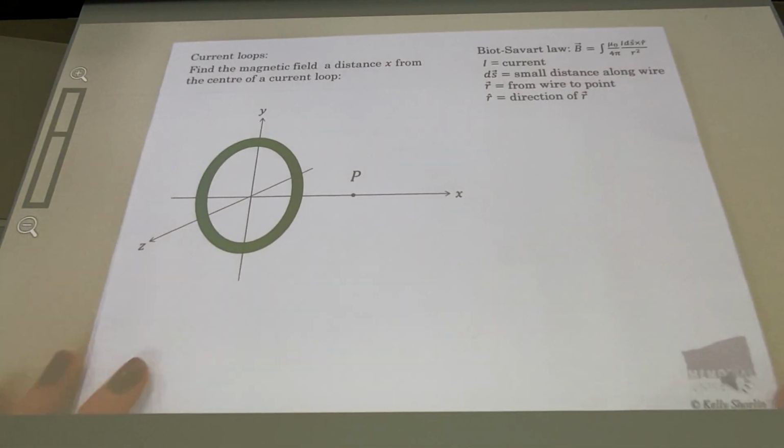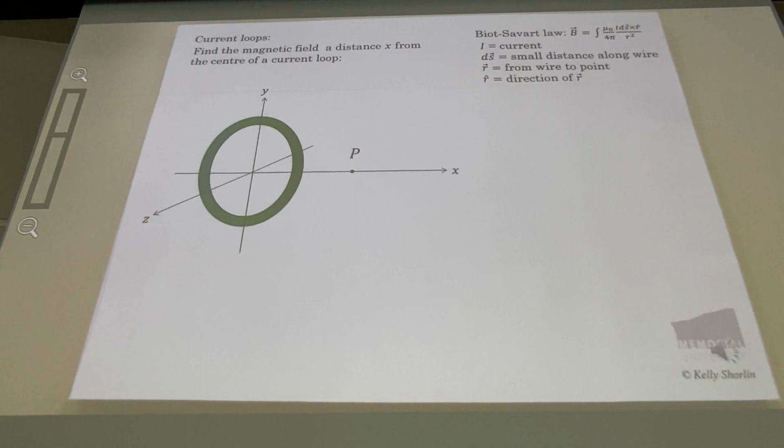Okay, so this maybe will ring a bell from when we did the electric field around a ring of charge. We're going to use some similar stuff here. It's not exactly the same because magnetic and electric fields are a little different.